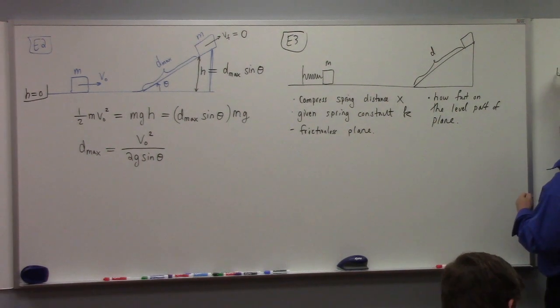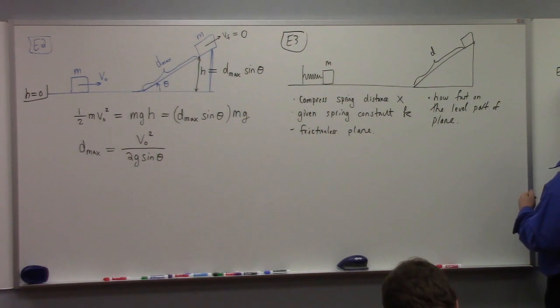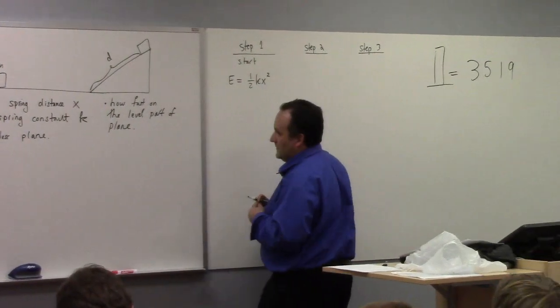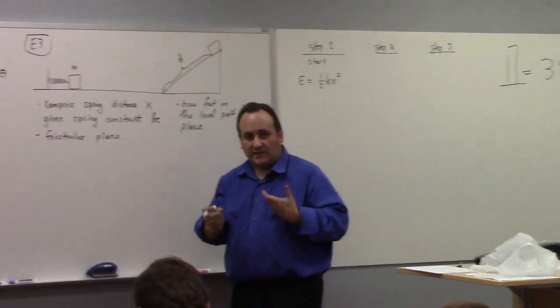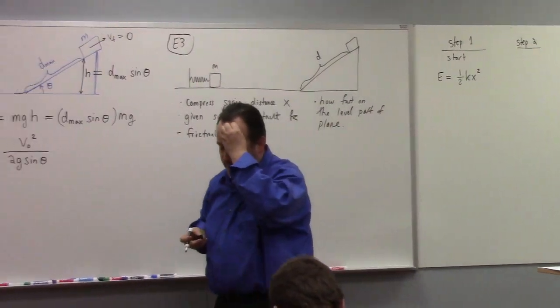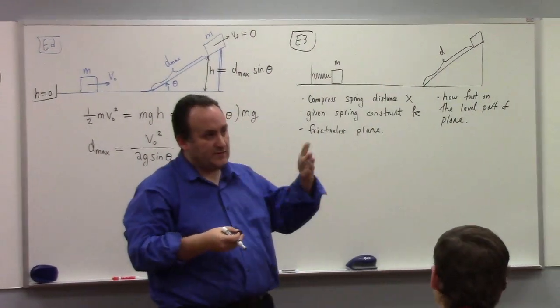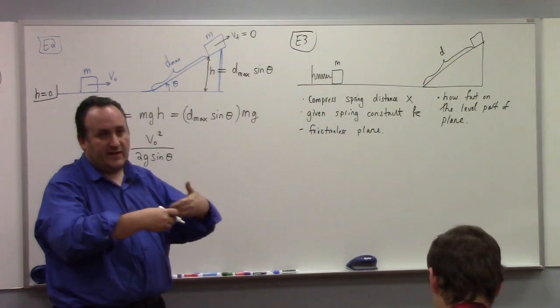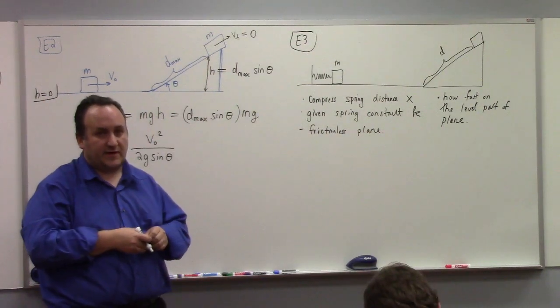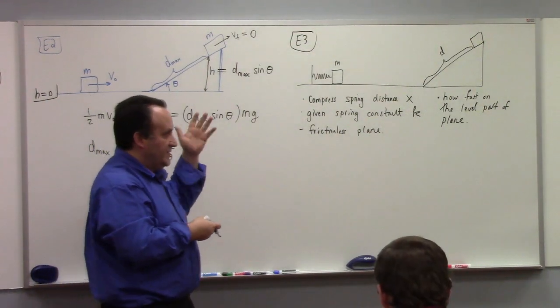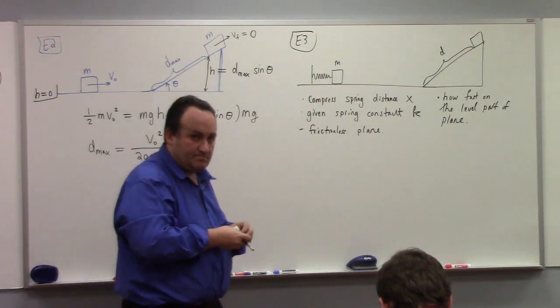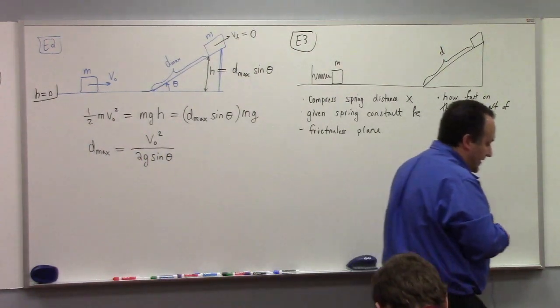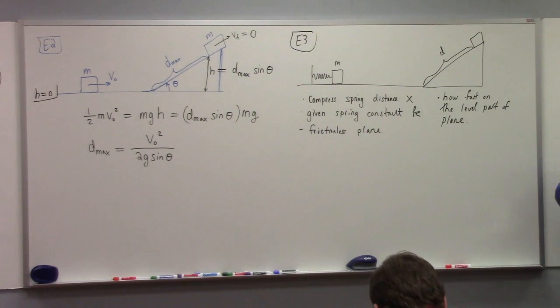So step 1 is the start. There the energy is equal to 1/2 kx squared, because we're assuming that it's compressed and not moving. All of the energy is in the potential energy of the spring, which we worked out last class to be 1/2 kx squared. So that's the energy at step 1.